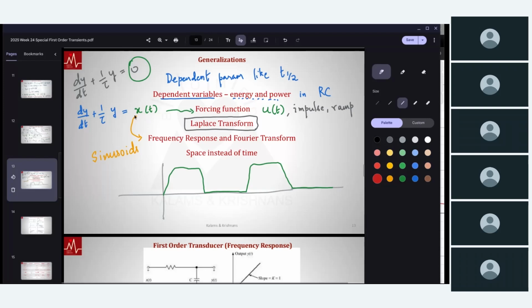The second class of famous forcing function is sinusoids. In fact, I mentioned sometimes CISO: sinusoidal input, sinusoidal output. Have a sinusoidal input and look at what happens to y of t. y of t again will be a sinusoid, but it will have a different amplitude and phase. That is typically studied using tools from frequency response and Fourier transform.